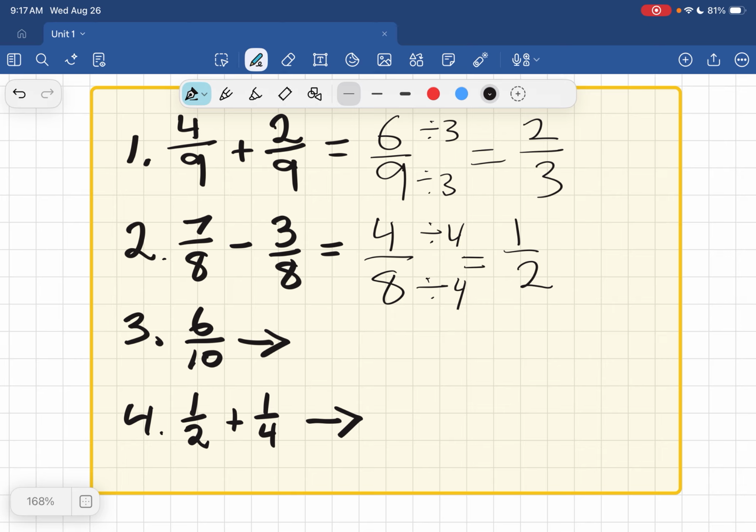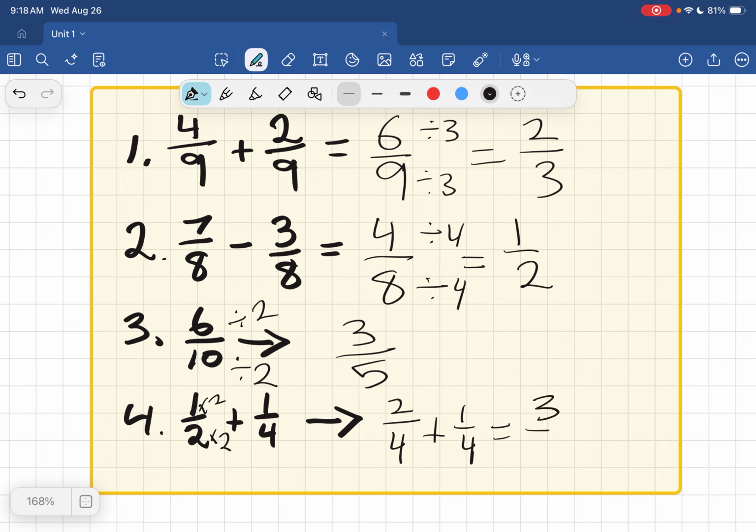6/10 we need to simplify, and that will become 3/5 by dividing both the numerator and denominator by 2. 1/2 plus 1/4 first need to become fourths. To do that, we can multiply the 1/2 numerator and denominator by 2, so it will become 2/4 plus 1/4 makes 3/4. So you can check your answers.